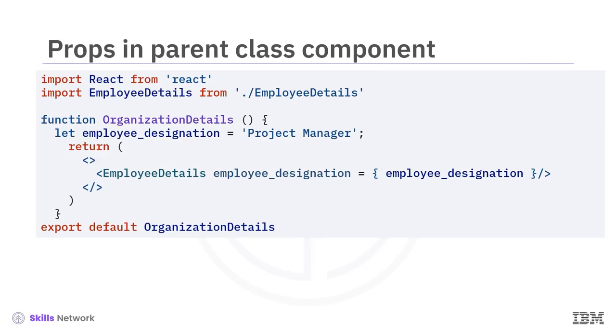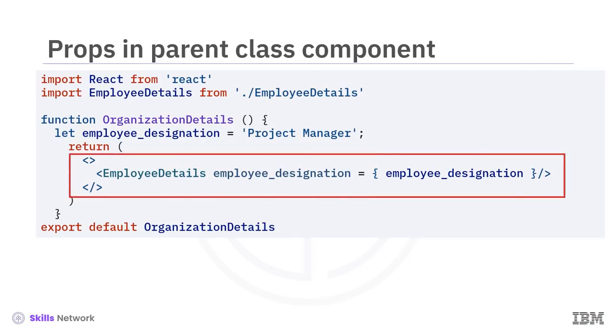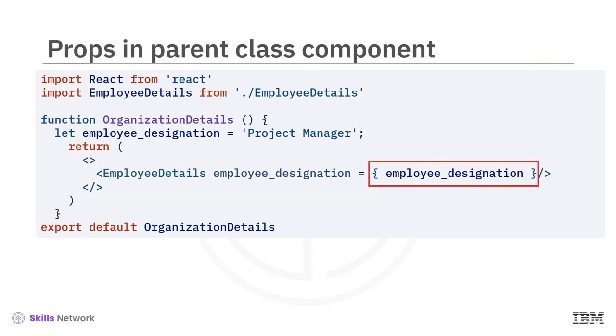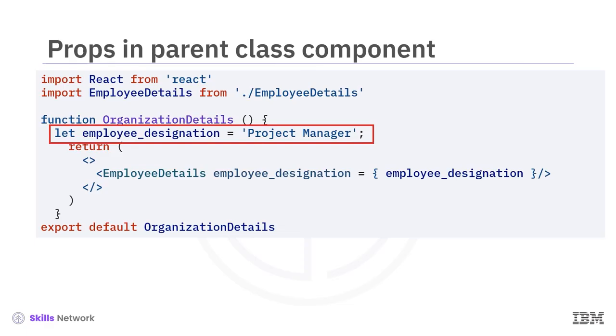The parent component is OrganizationDetails.jsx. Within the JSX, the prop value of employee designation is declared within the class component and is passed to the EmployeeDetails component as an attribute. The value of employee designation, Project Manager, is passed as the value of the prop.